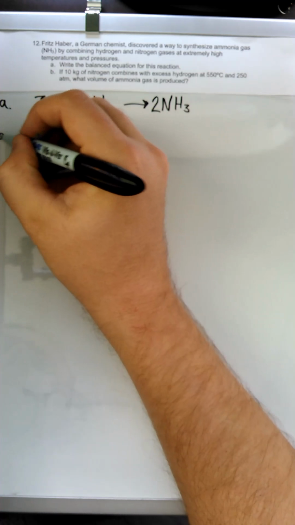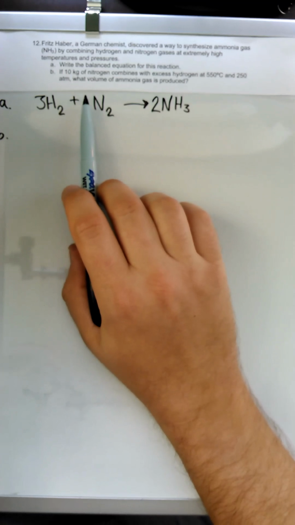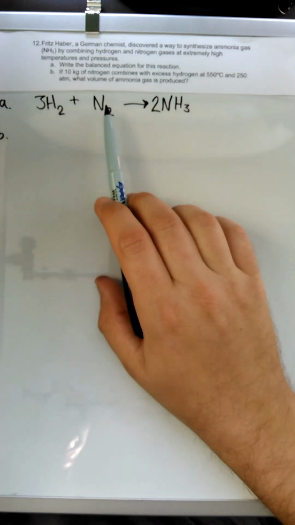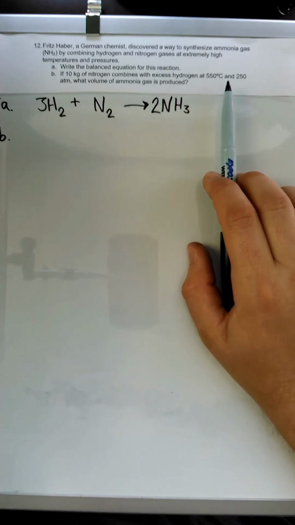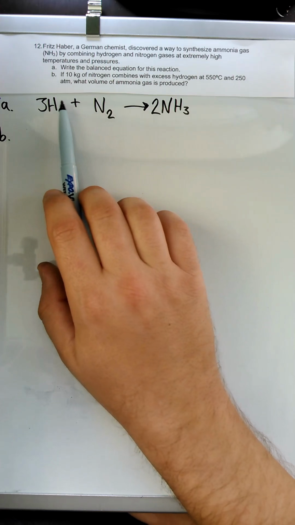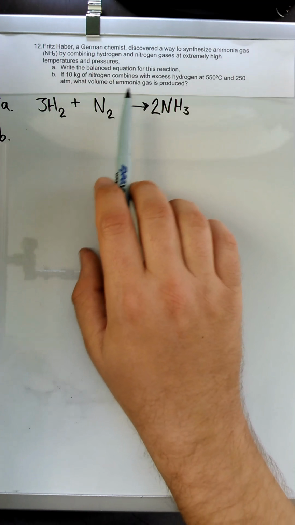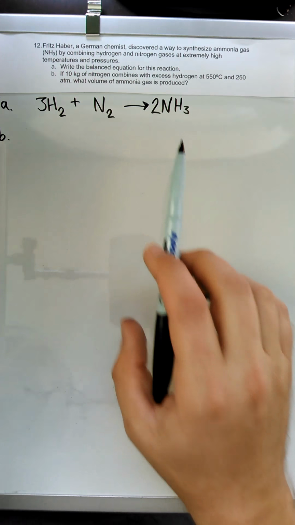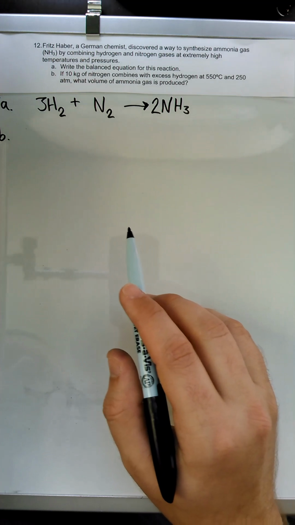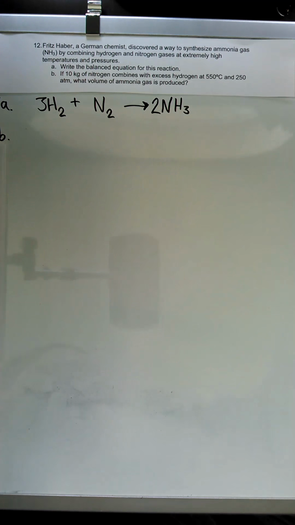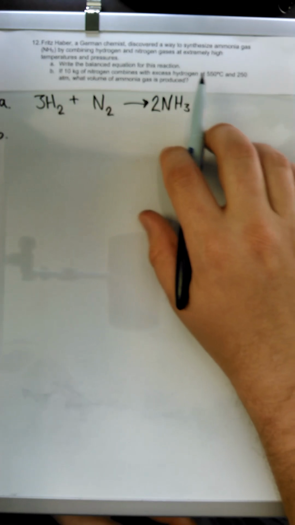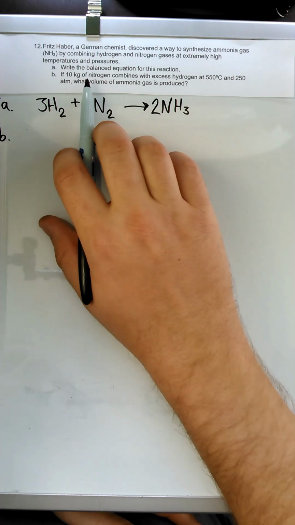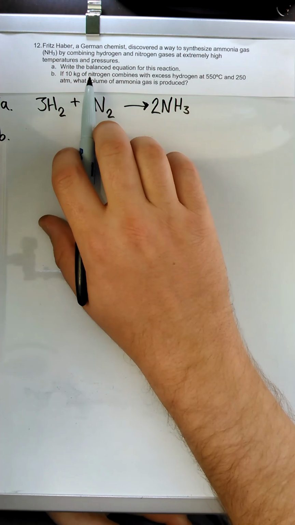Now part B. If 10 kilograms of nitrogen combines with excess hydrogen at 550 degrees Celsius and 250 atmospheres, what volume of ammonia gas is produced? Okay, so first thing I would notice, the temperature and pressure I'm given are for the hydrogen gas. The mass is for the nitrogen.